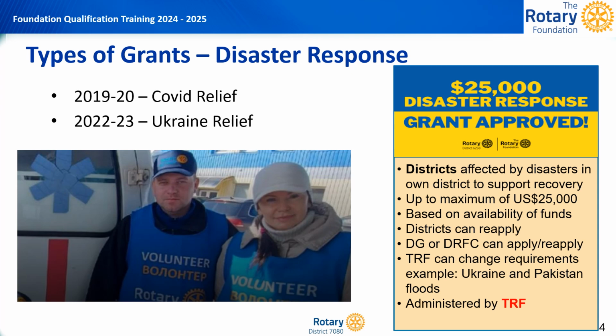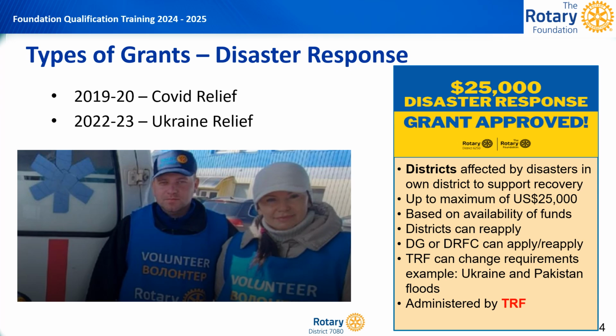Districts can apply for a maximum of $25,000 US, and like all grants, are based on the availability of funds. Once the final report for a disaster response grant has been approved by the Rotary Foundation, the district governor or the District Relief Foundation director can reapply for another grant.